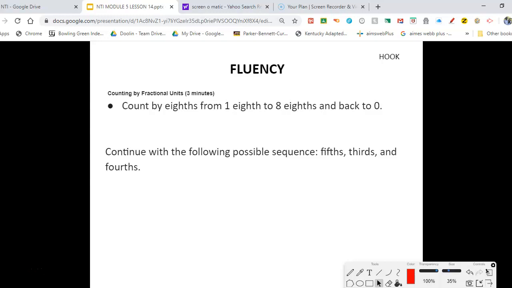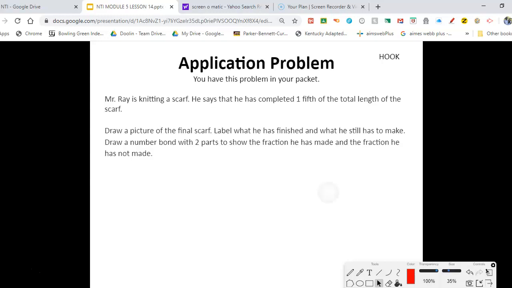Now let's count by thirds. 1/3, 2/3, 3/3, 2/3, 1/3, 0/3. And finally with fourths. 1/4, 2/4, 3/4, 4/4, 3/4, 2/4, 1/4, 0/4. Excellent job. Let's continue. Our application problem for the day.